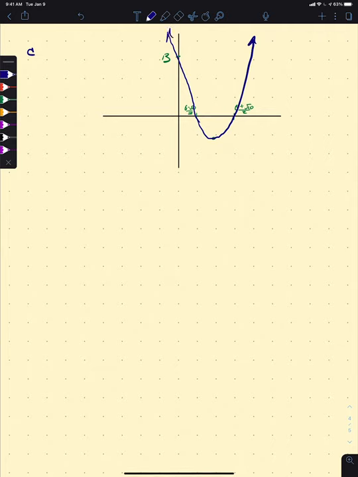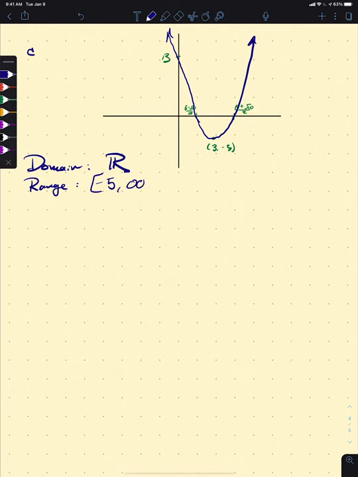Okay. And then the final thing is asking for the domain and range, which we can read off of our graph. Our domain looks like it's going to be the full real numbers, right? There's nowhere that this function should fail. And then our range, well, our vertex is located at 3, negative 5, and it opens upward. So that would say to me our range should be negative 5 to infinity.